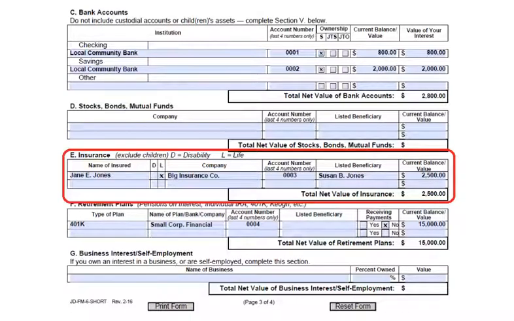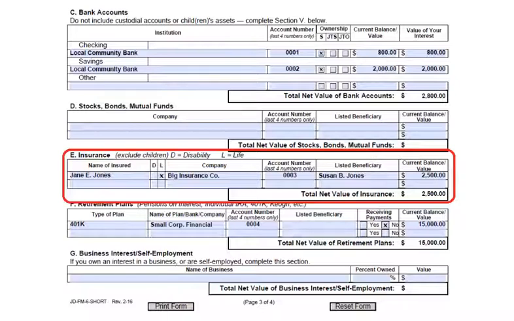In the column labeled Account Number, enter the last 4 digits only of the policy account number. Remember, for your own protection, do not enter the entire policy account number. In the next column labeled Listed Beneficiary, list the individuals who are the beneficiaries of the policy. In the last column labeled Current Balance Value, enter the current cash value of the policy.